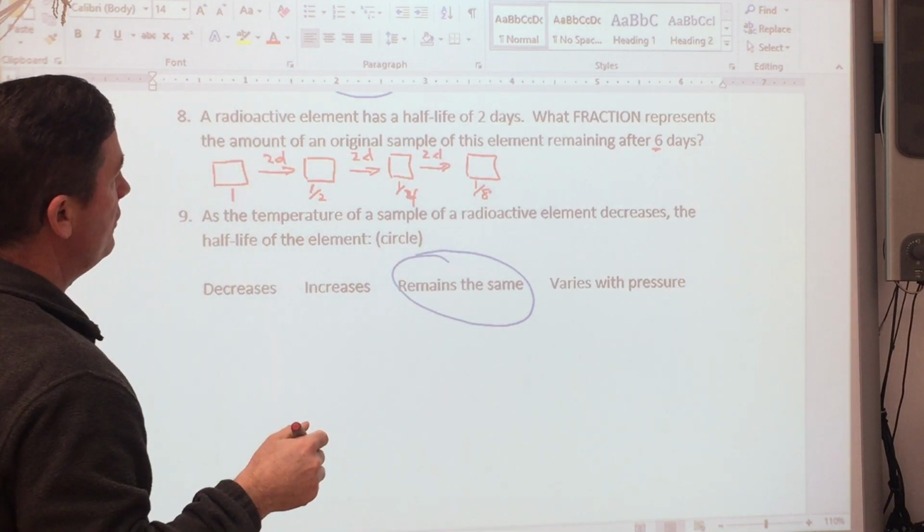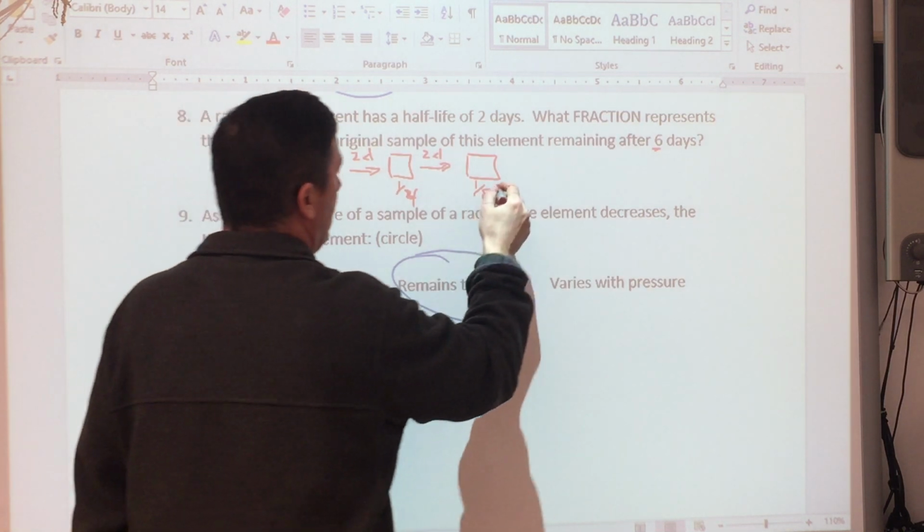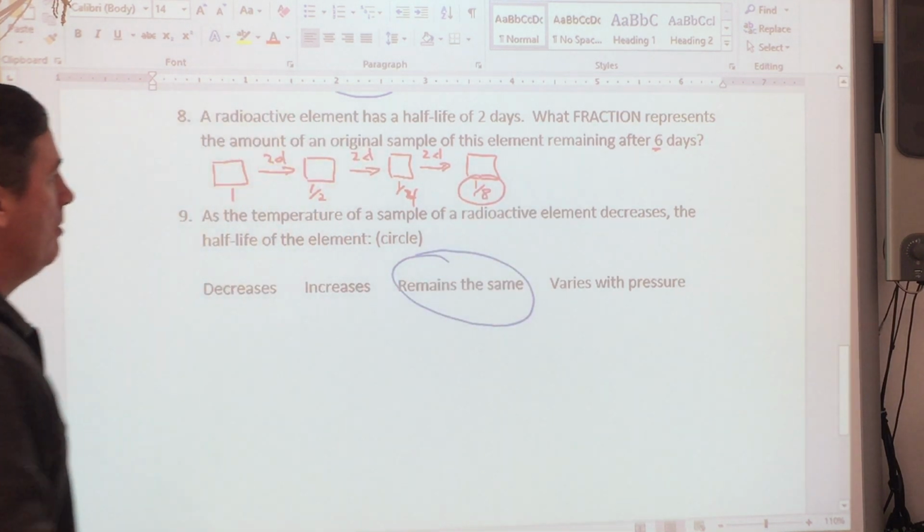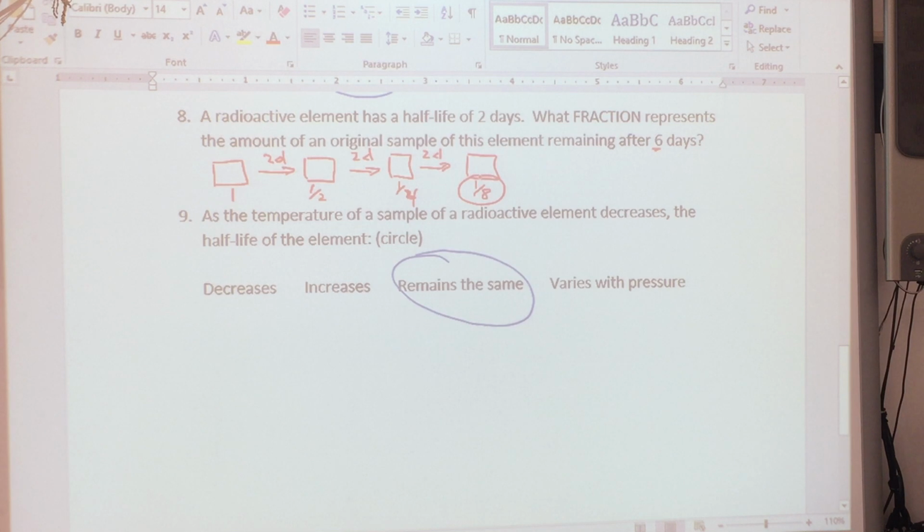Radioactive element has a half-life of 2 days. What fraction? 1/8. Okay? That's 3 half-lives.